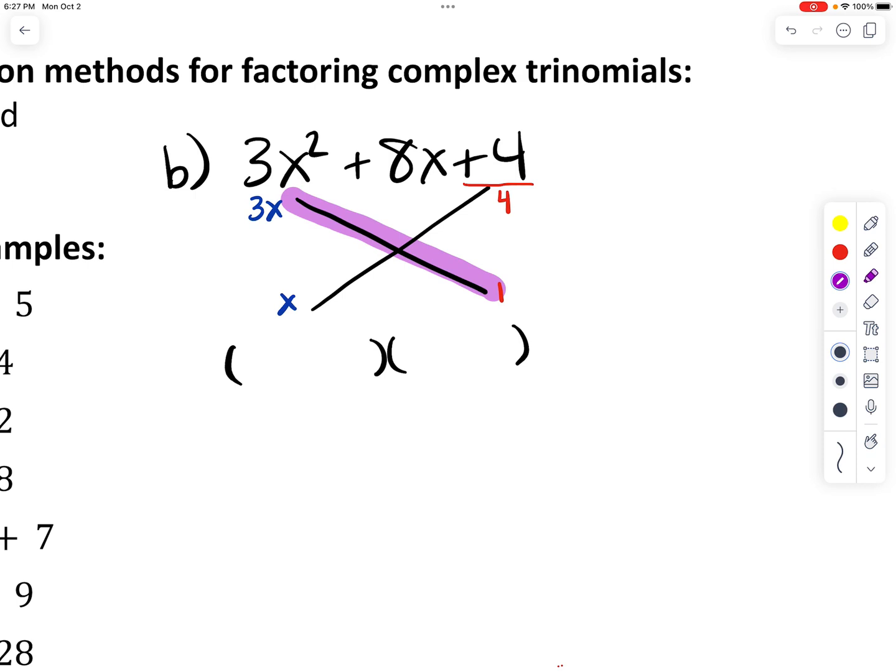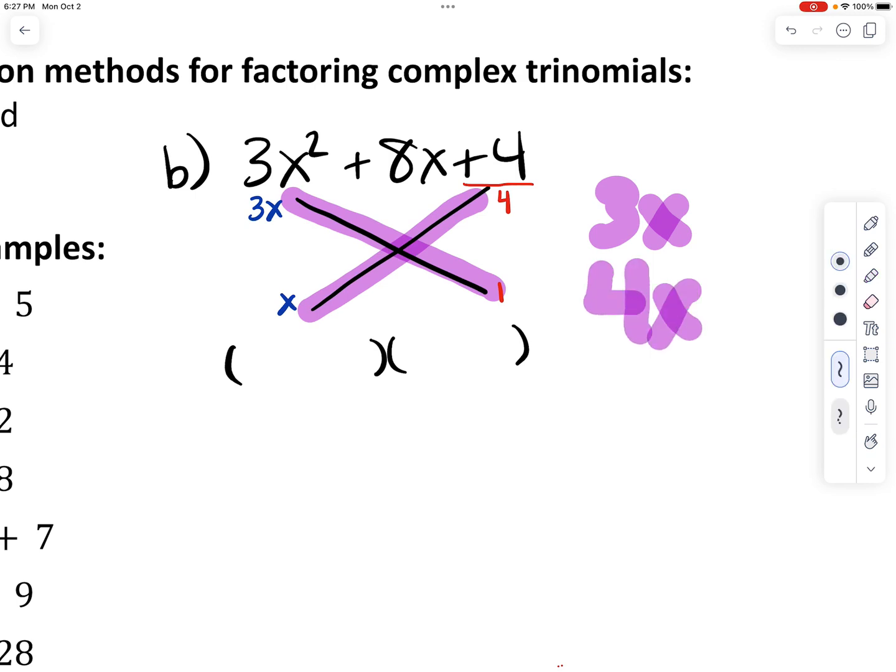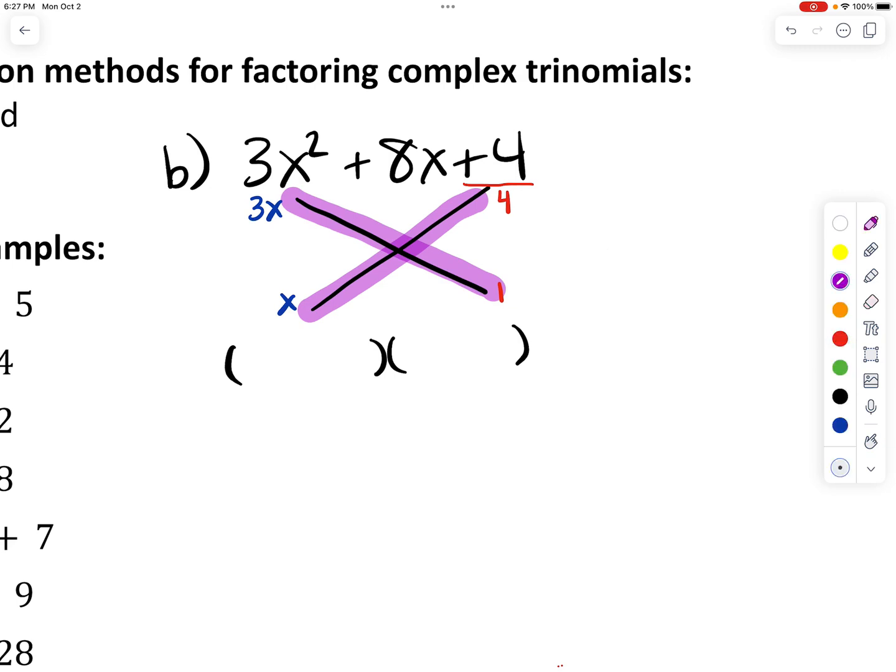So that there, 3x times 1, that gives me 3x. This gives me 4x's. 3x and 4x does not give me the 8x term in the middle. I am looking to cross multiply and to add those two lines to get to 8x's. So 4 and 1 didn't work. I'm going to erase them and try other spots.